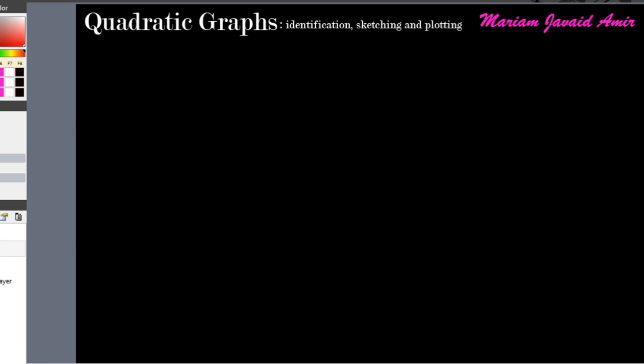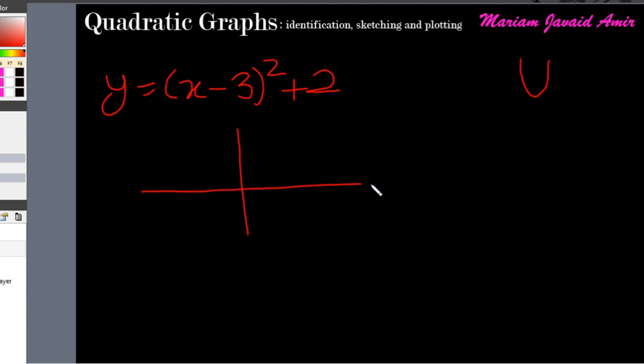Alright, another form of quadratic equation is y equals (x - 3) whole square, let's say plus 2. So the coefficient of x square is positive, so it will be a U-shaped graph. -3 will take the graph 3 units to the right, and +2 will take the graph 2 units up. So the graph would look like this.